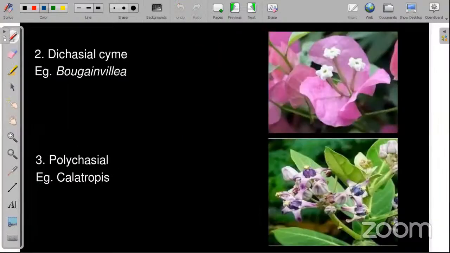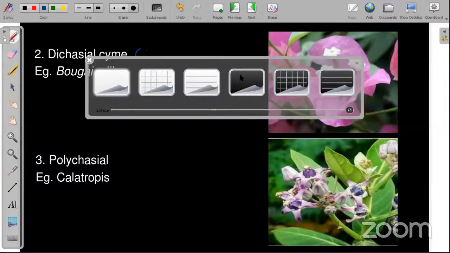Next is the dichasial cyme. Dichasial cyme is also known as biparous cyme.